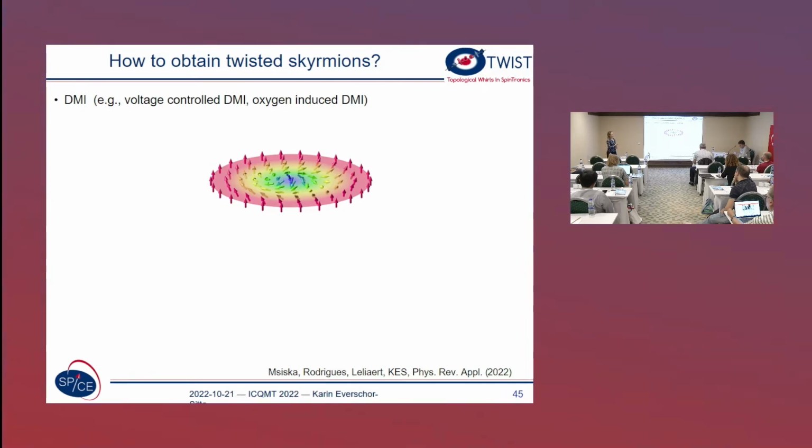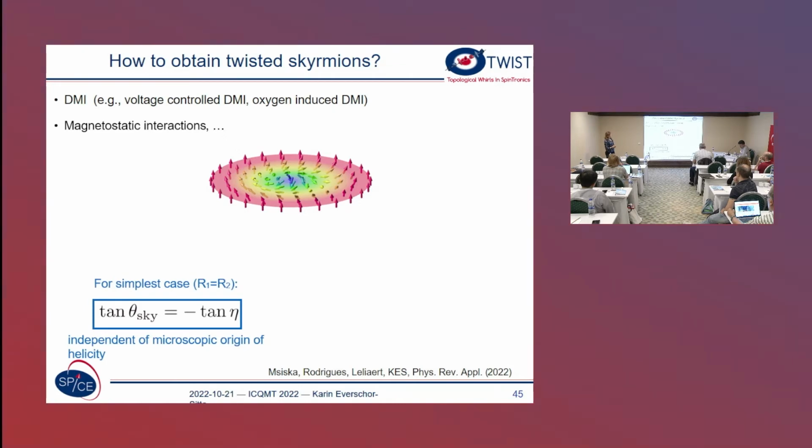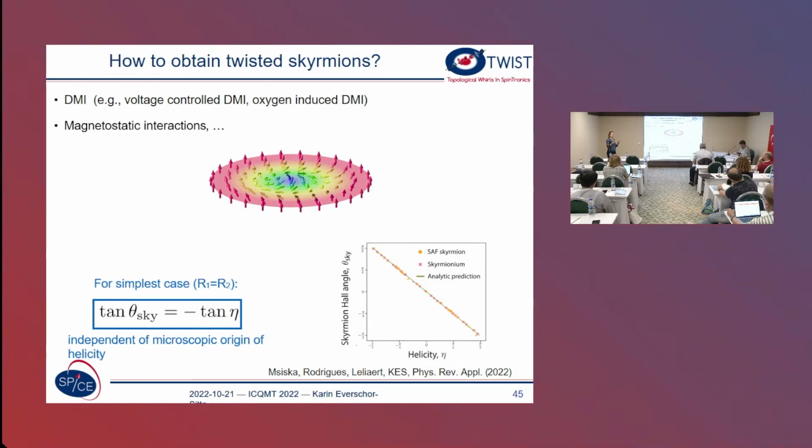Other options that were also shown at this conference were to change the DMI, for example oxygen-induced DMI, voltage-controlled DMI, and so on. Magnetostatic interactions play a role because they favor Bloch. But what is interesting for us is that it's independent of where you get this helicity from. So the effect, at least in theory, remains, and you should get this non-zero skyrmion Hall angle. And since we are no longer talking about something with a topology, maybe we need to think about whether we still call it the skyrmion Hall angle.